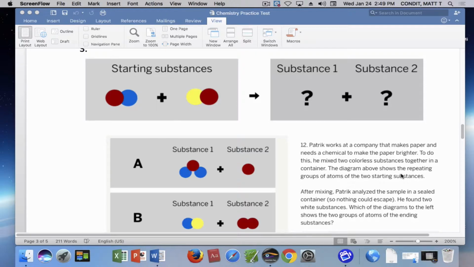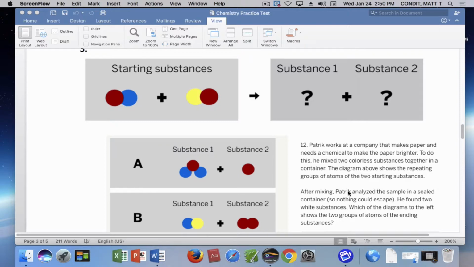To do this, he mixed two colorless substances together in a container. The diagram above shows the repeating groups of atoms of the two starting substances. After mixing, Patrick analyzed the sample in a sealed container so nothing could escape. Notice he is working with a closed system. It says he found two white substances. Each of the diagrams to the left shows the two groups of atoms of the ending substances.